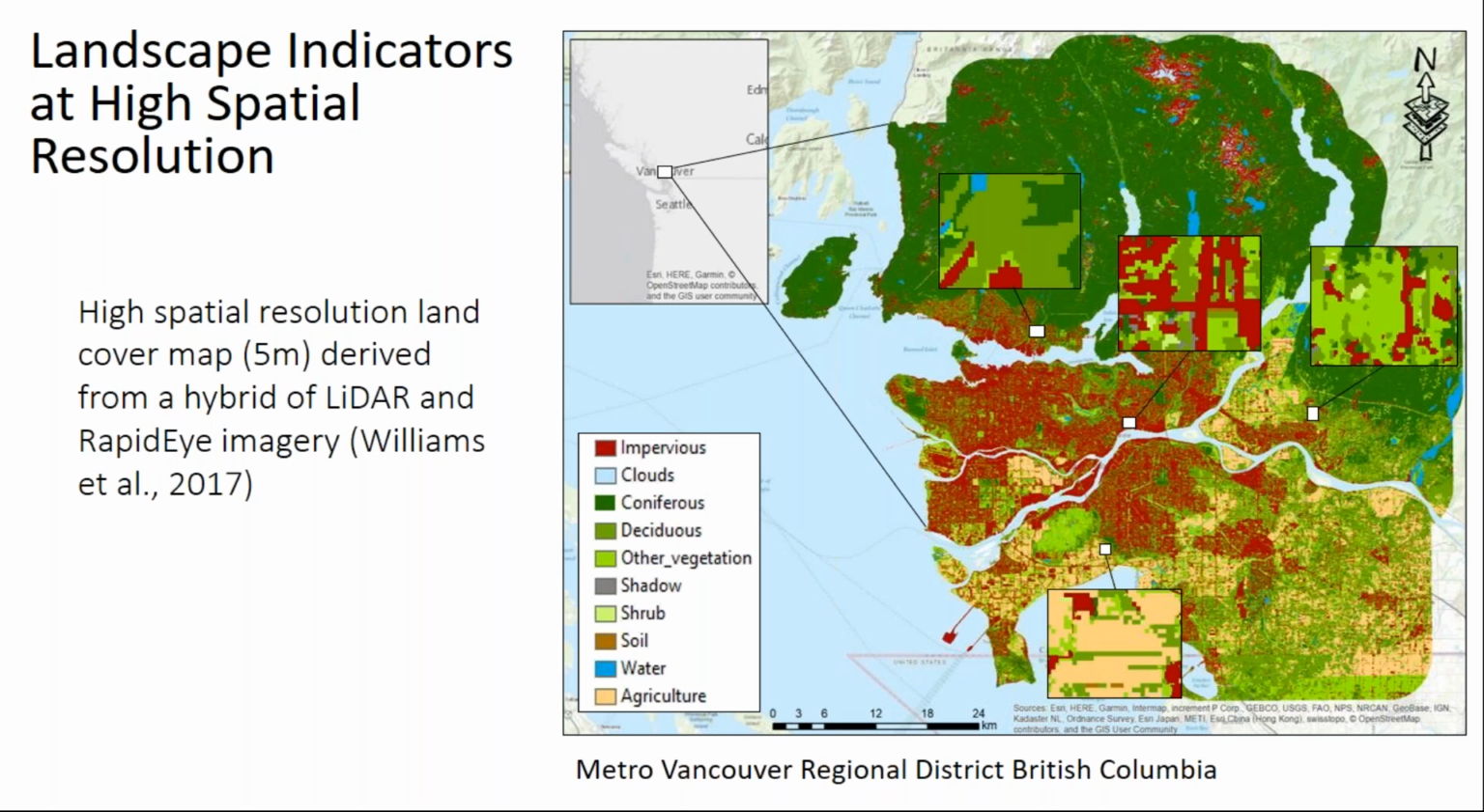So one big improvement is the fact that landscape indicators are now at a higher spatial resolution. Thanks, Josephine, for explaining the high spatial resolution land cover map that we've been using for some of this work. Having information at 5 meters and in some places at 2 meter scale can be really helpful for identifying urban features, which are often missed when we use coarser resolution imagery.